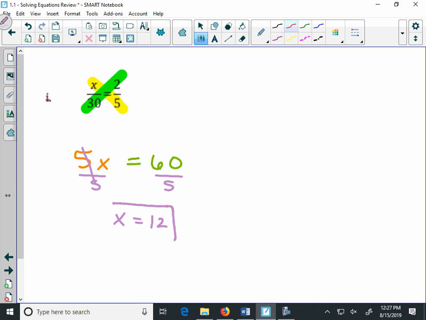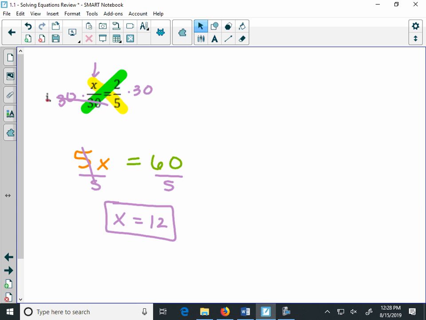You could have also, does anyone have another idea? Something different? Yeah, very good. Because x is in the top of our fraction, you could have just multiplied by 30 on both sides, and then done 2/5 times 30 and still gotten 12. So in this instance, you can do that, which I think is easier. You just have to do it correctly. The other one is not as simple. Can't get away with just doing it. Questions over that?